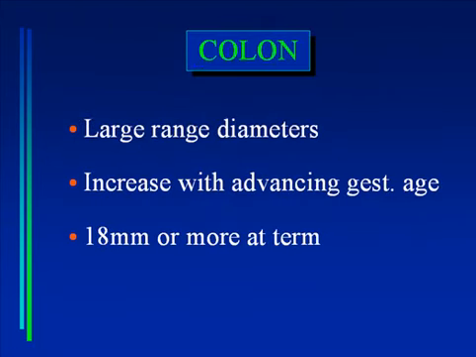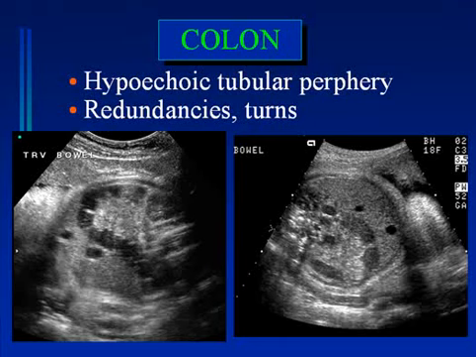The colon has a large range of diameters in utero. Like the stomach, the colon normally increases in size with advancing gestational age, and it can measure quite large, 18 millimeters or more in the term fetus. It is said that the colon is located around the periphery of the fetal abdomen, whereas small bowel loops are located inside the fetal abdomen, more in the central portion.